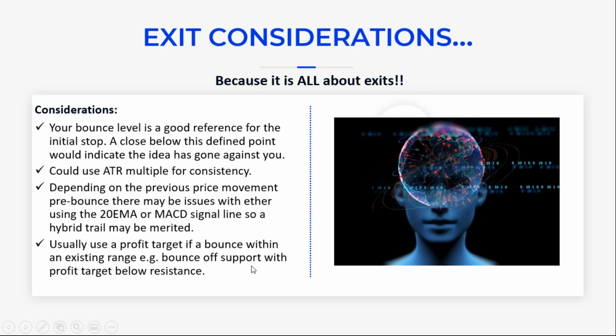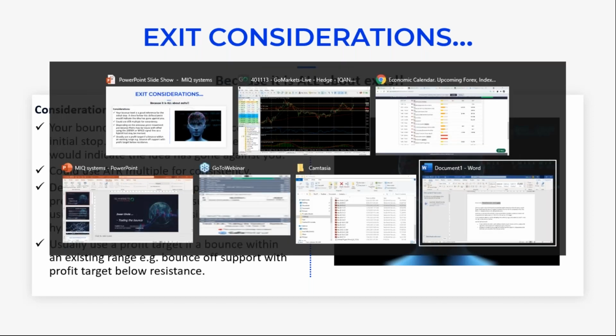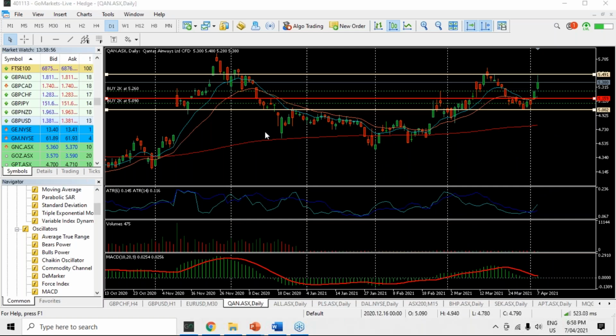Okay, and of course, because this is a bounce strategy, it's often trading within a longer range. So usually, if it bounces off support, you would have a profit target below your next resistance to the upside. In Qantas's case, you could argue that this should have been the profit target and it should have ripped it off today. Thank you very much for the memories, but I'm quite happy to hold this for a little longer. But if that was a shorter term trade, then certainly be looking at that.